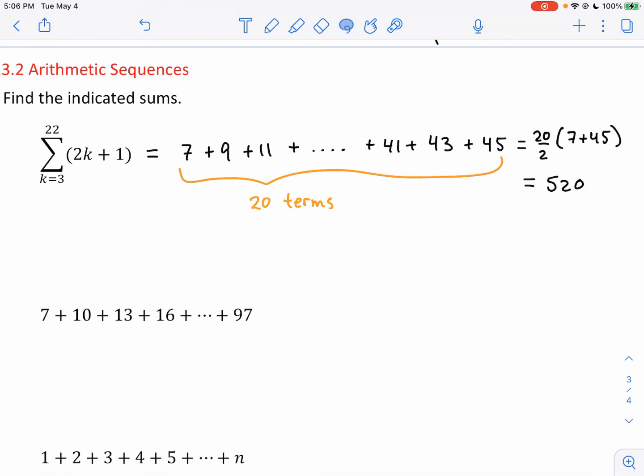Now before we used any of this trick of adding or pairing them off in this way, we did have to verify that this sum corresponded to an arithmetic sequence.